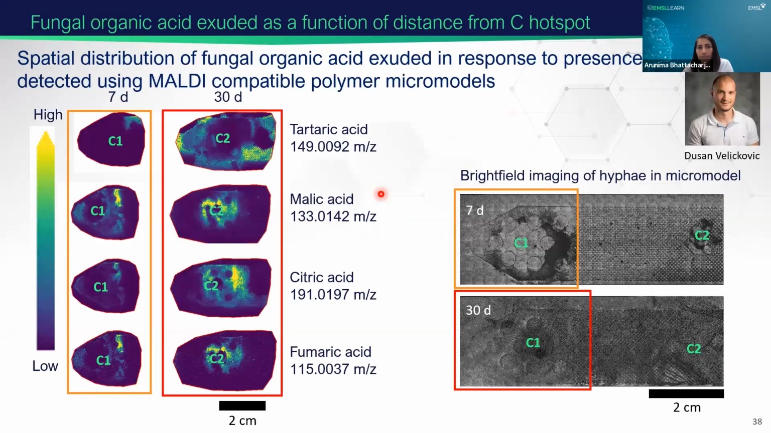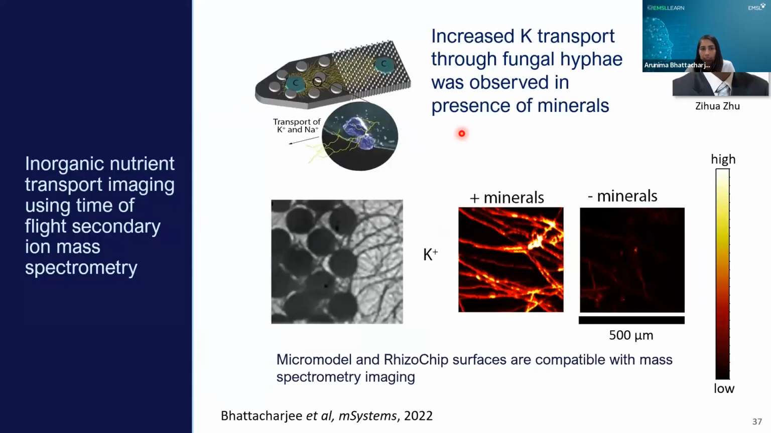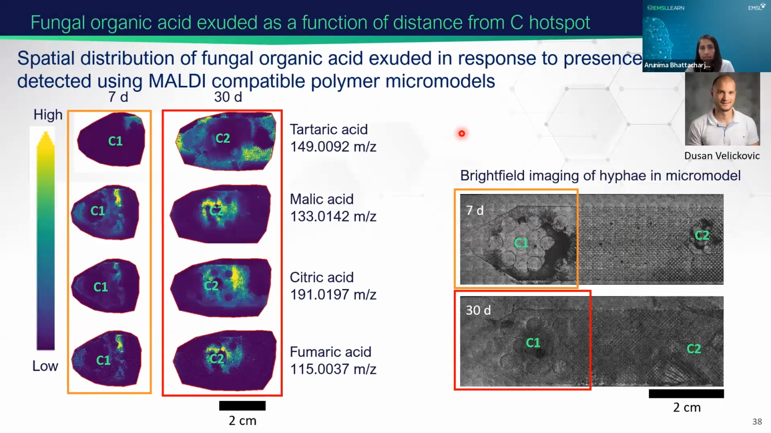And then we looked at what kind of metabolite distribution was present around the fungal growth on these devices. All of our devices are also compatible with different kinds of mass spectrometry imaging. What you saw before in the previous slide was a secondary ion mass spectrometry image, and this one is a MALDI image, which Jade also showed you.